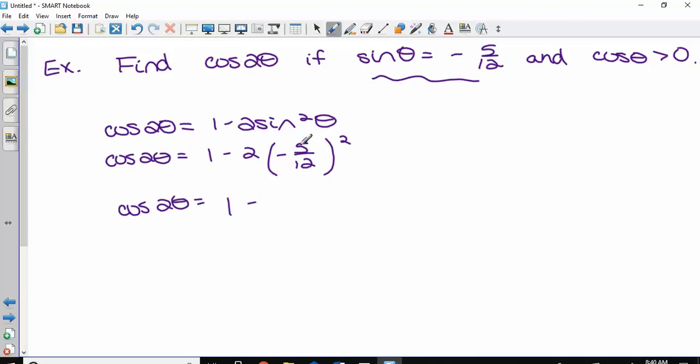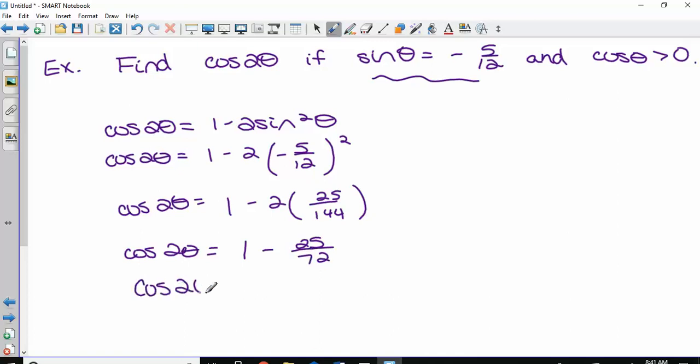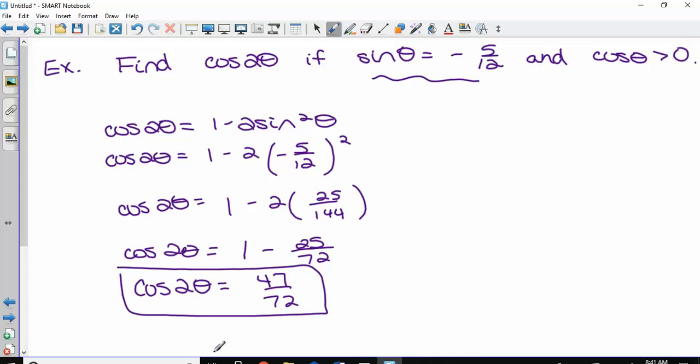Okay, negative 5 over 12 squared, 25 over 144. And of course you guys are probably going to use a calculator, but I don't have one in my hand, so I'm going to work this out. So that would be 25 over 72. So 1 minus that would be 47 over 72. So sometimes choosing the right formula can save you some headache.